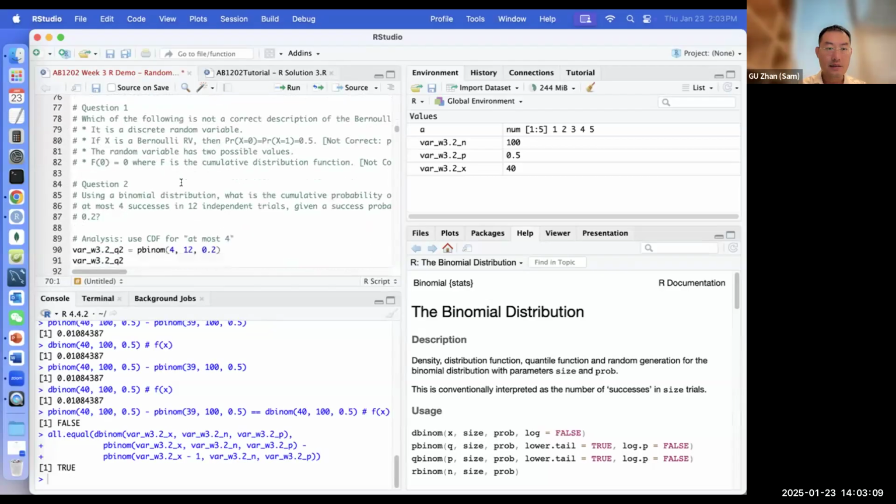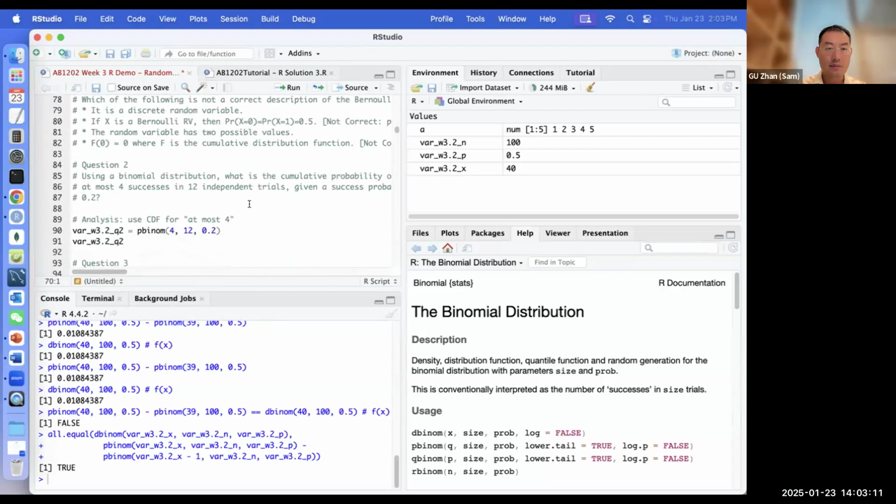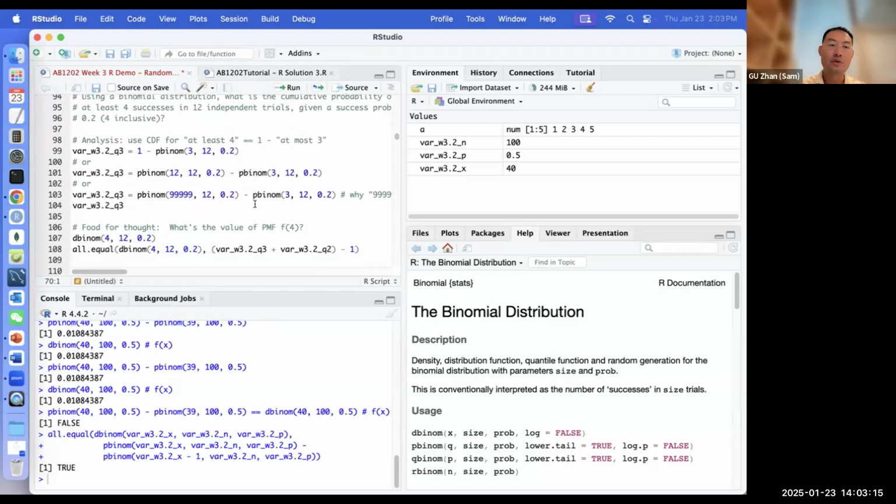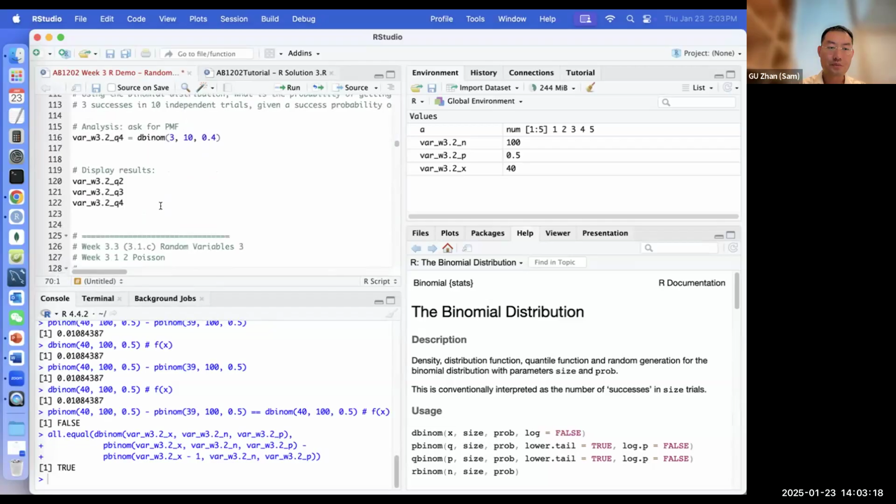Okay, so this is what I want to show you about the CDF and PMF for a discrete random variable. Then I have some exercise here for at most 6. This is for you to run through for the e-learning quiz.